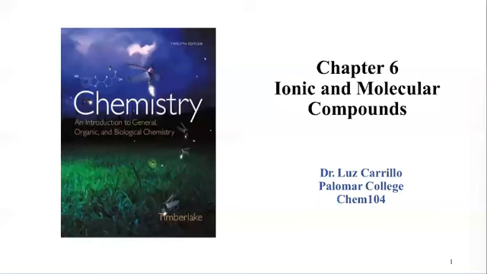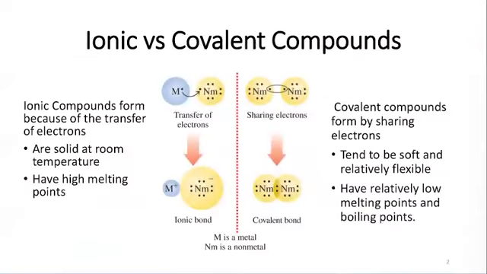Good morning, everybody. Today we are starting our discussion on chapter 6. So far this semester, we have learned about elements, we have learned about matter, and we know that other than having elements as pure substances, there are compounds which come from those elements chemically bonding each other. And in chapter 6, we're going to learn about the two family classes of compounds, ionic compounds and molecular compounds.